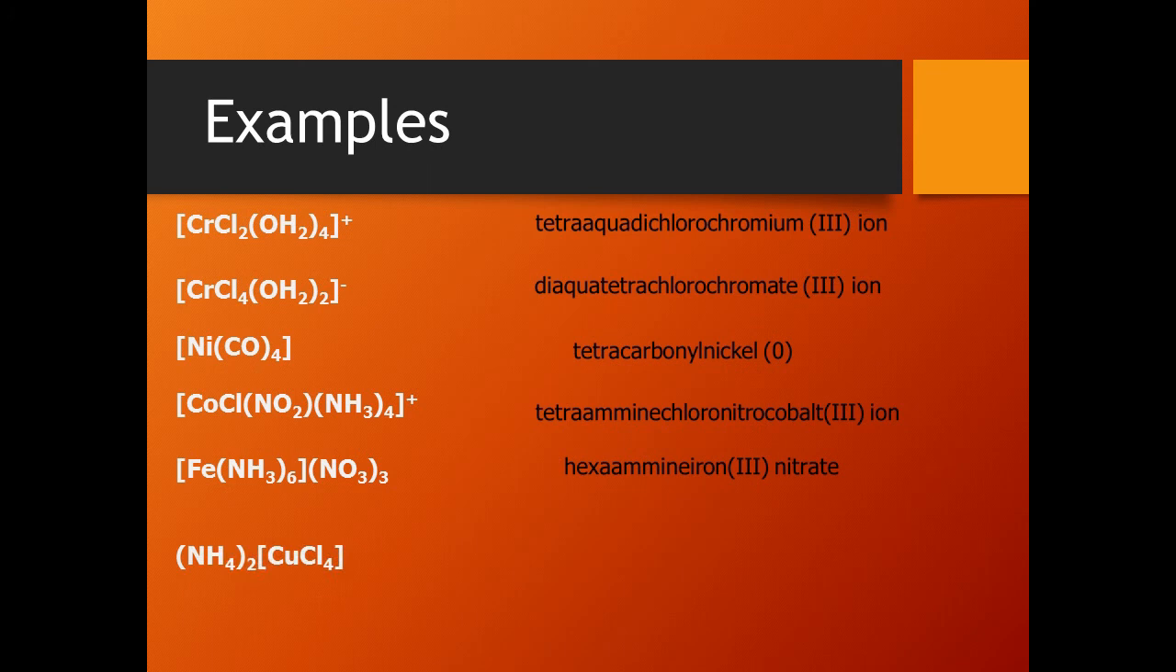Next example, (NH4)2[CuCl4]. This complex is an anionic complex because the ammonium comes first, and you should start naming from the ammonium, a space, then 4 chlorine ligands for tetrachlorocuprate. Here again you see the negative charge complex should be named as cuprate. So the name of the compound is ammonium tetrachlorocuprate(II).